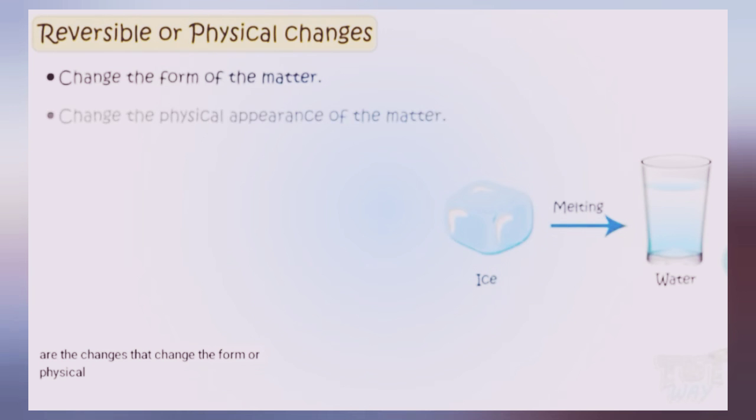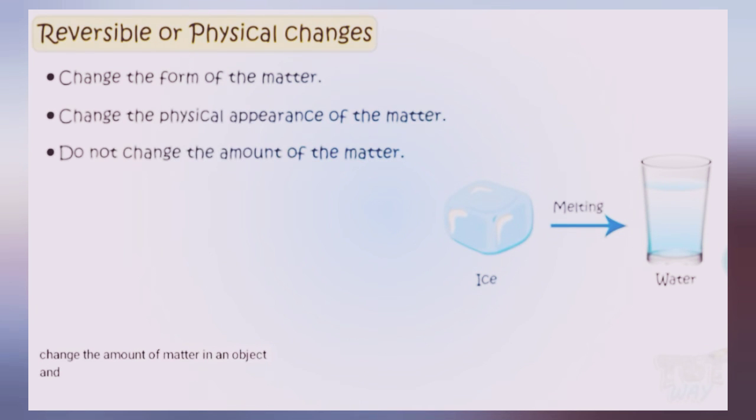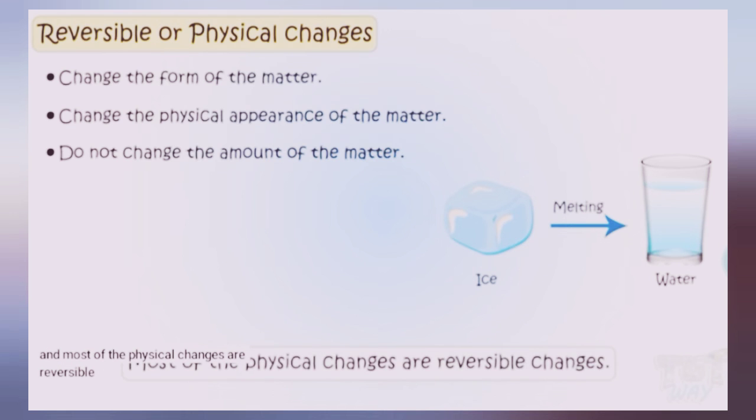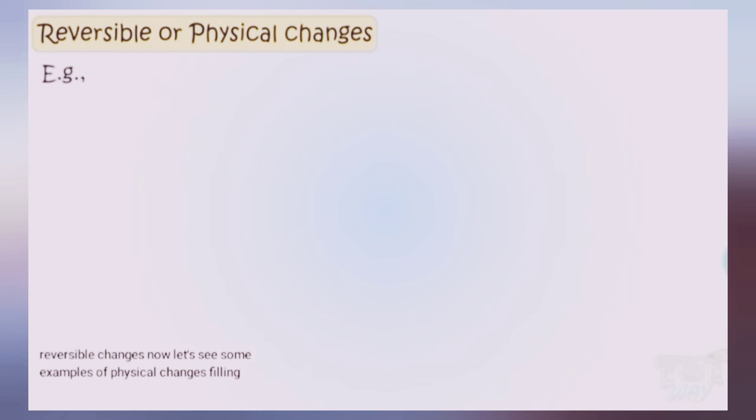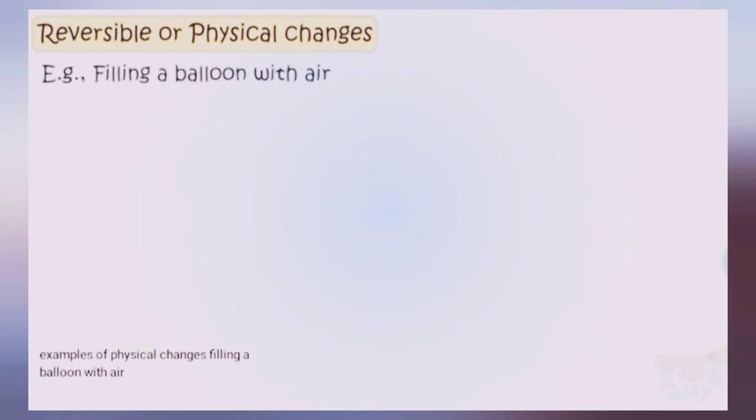So, reversible or physical changes are the changes that change the form or physical appearance of matter and do not change the amount of matter in an object. And most of the physical changes are reversible changes. Now let's see some examples of physical changes.